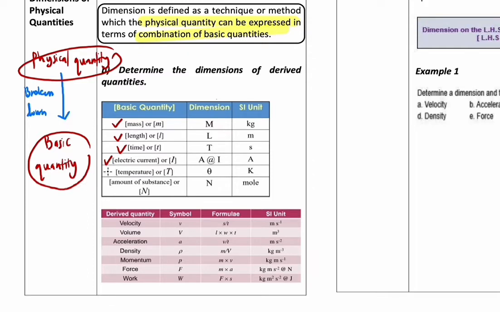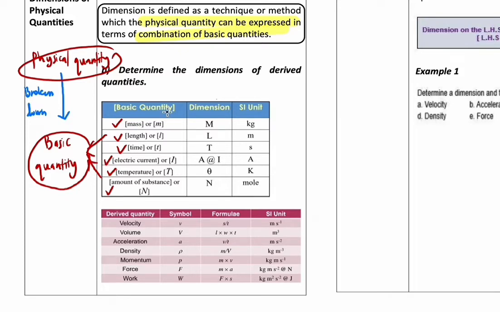We have temperature, where the dimension is theta and the SI unit is K. And the next one, we have amount of substance, where the dimension is a capital N and the SI unit is mole. The SI unit is the unit in which we express the quantity. So all of these belong in the basic quantities.